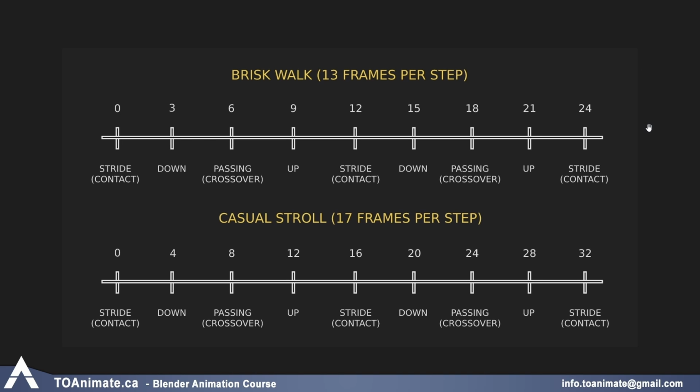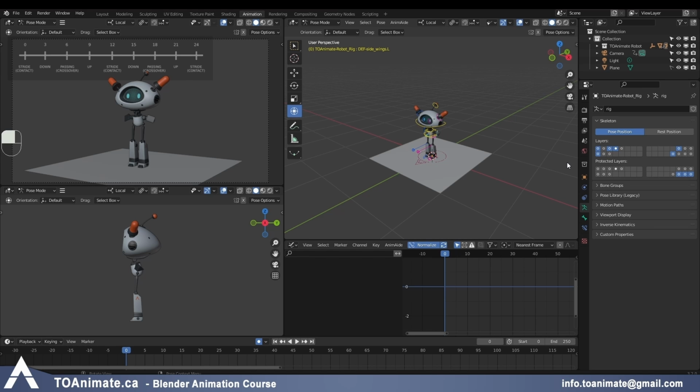The second type is what I call a casual stroll, and in this walk the character walks a lot slower. They're not in a rush to get anywhere, just enjoying their day. And this one will be 17 frames per step, so from frame 0 to frame 32, or if you like to start from frame 1, it would be frame 1 to frame 33. And we included the timing guide for both types of walk in the PDF, so feel free to refer to it as needed. Okay, so now we're ready to start animating.